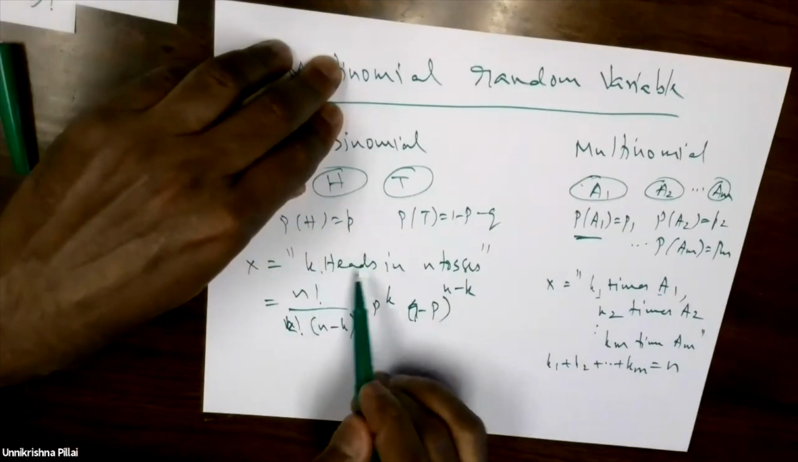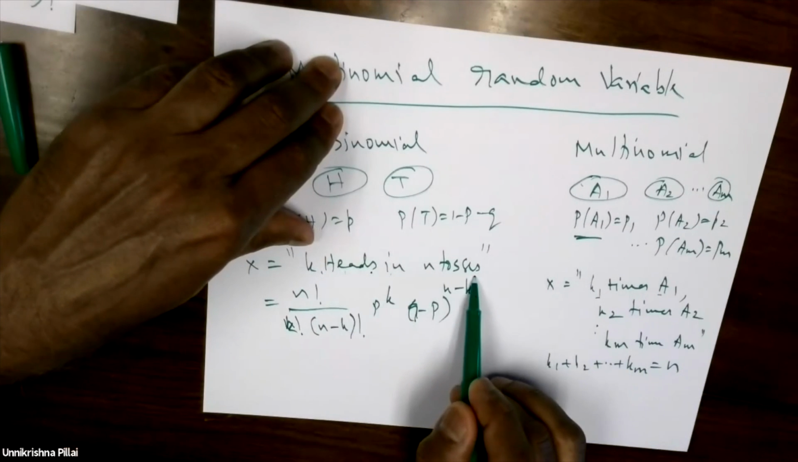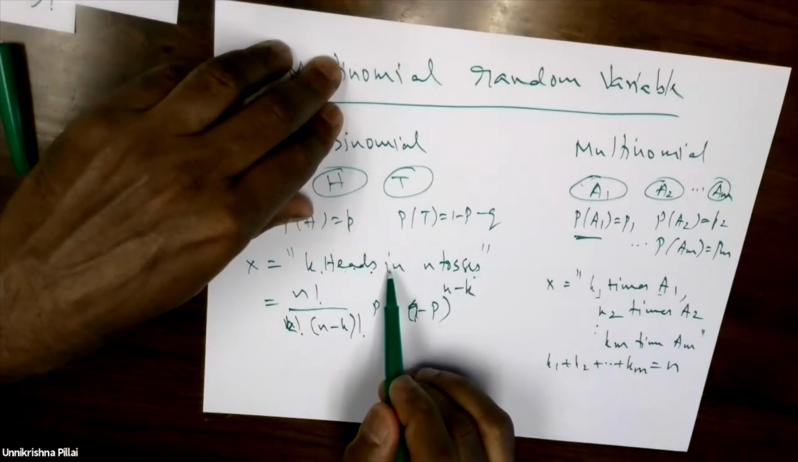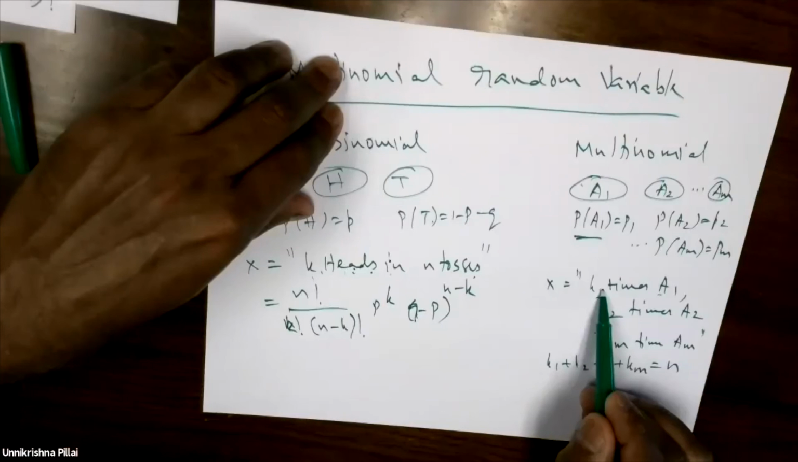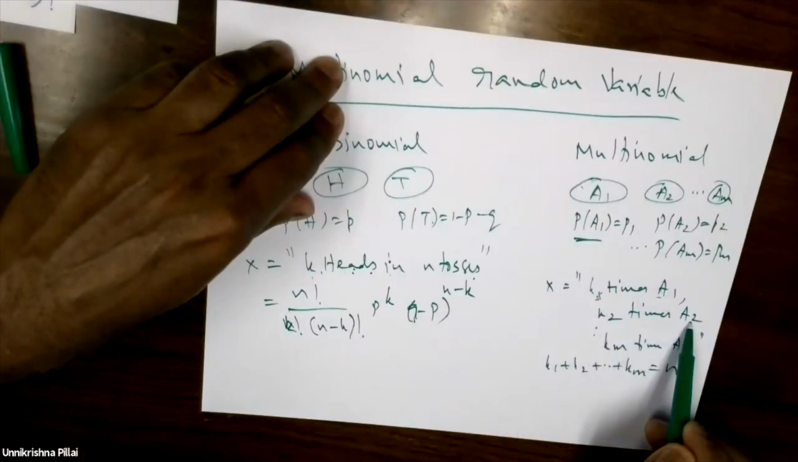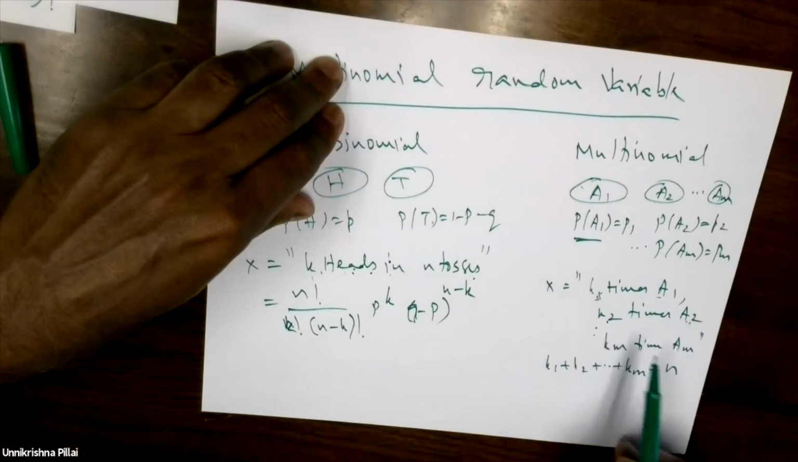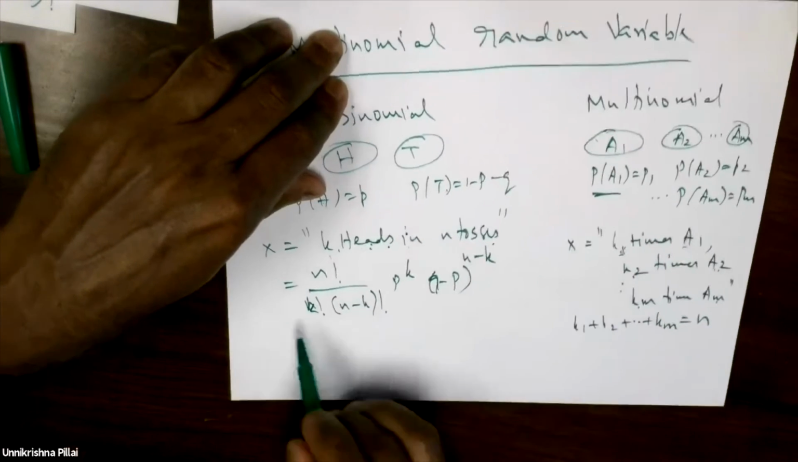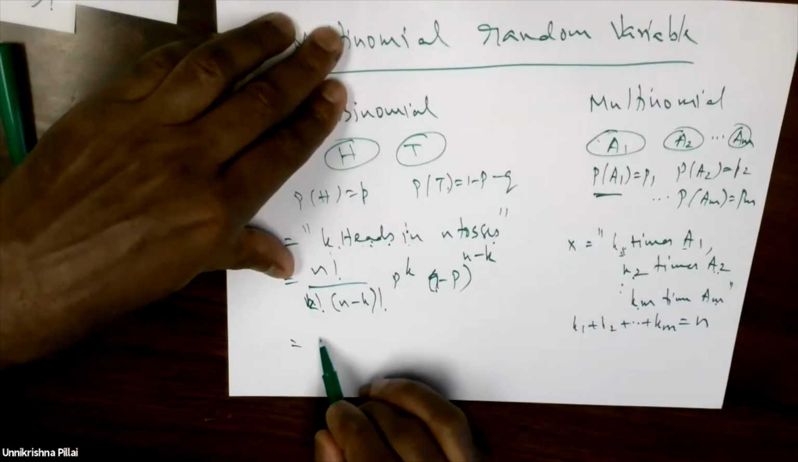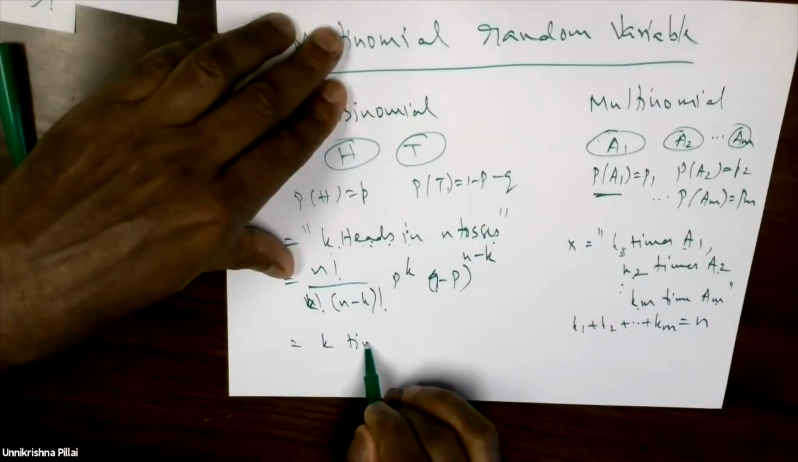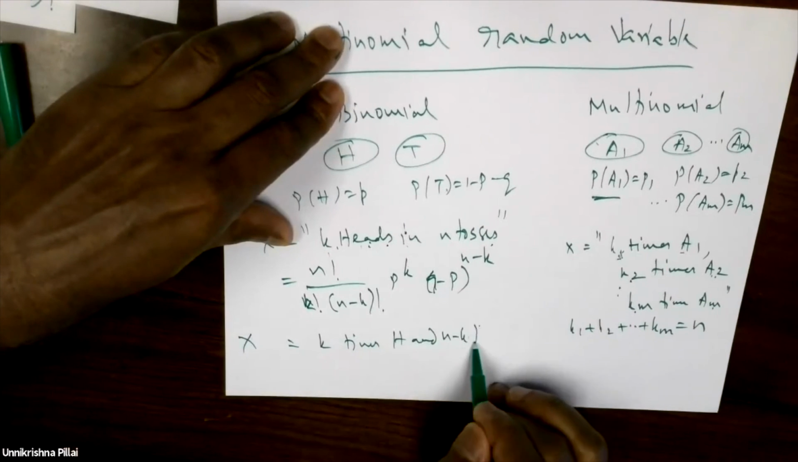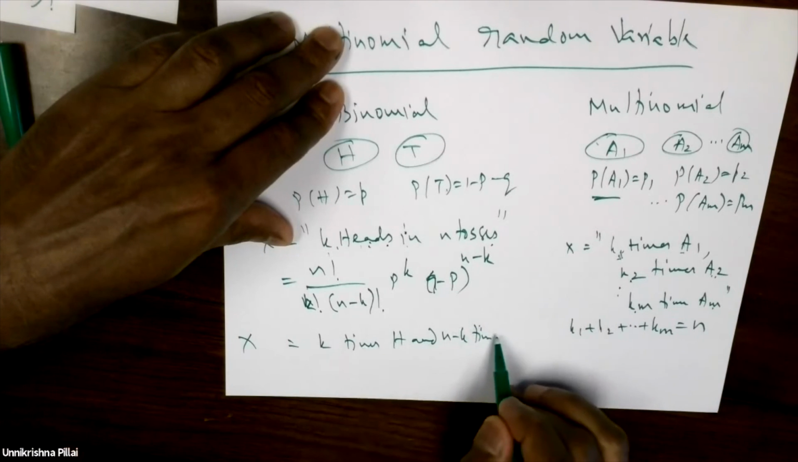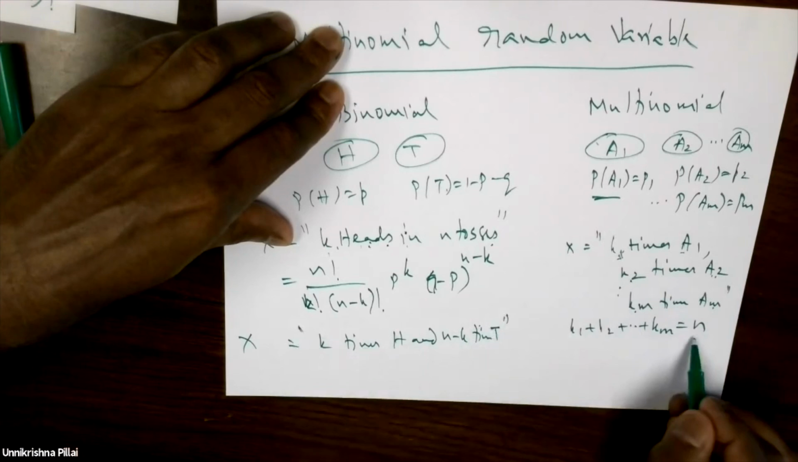So look at here. K heads is the same as saying k heads in n tosses, means head appears k times and tail appears n minus k times. So that's a generalization of this. Head appears k1 times. The second, a2, appears k2 times. am appears km times. So here you can write this if you want. K times head and n minus k times tail. So that's the corresponding event.